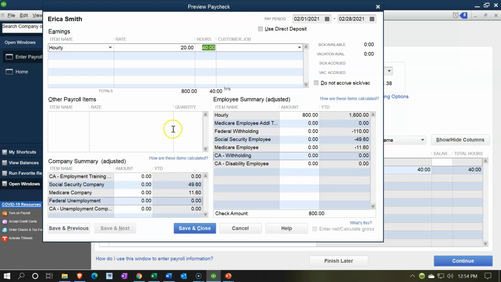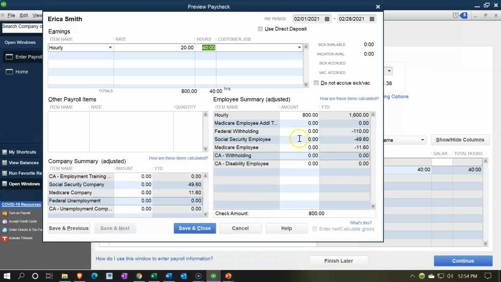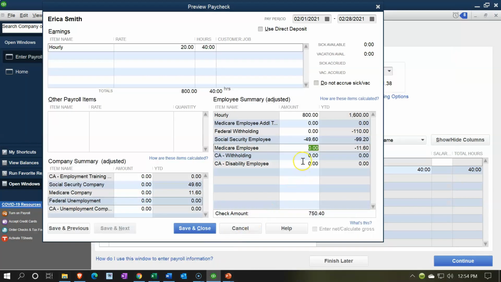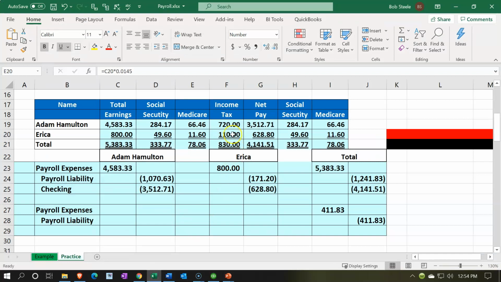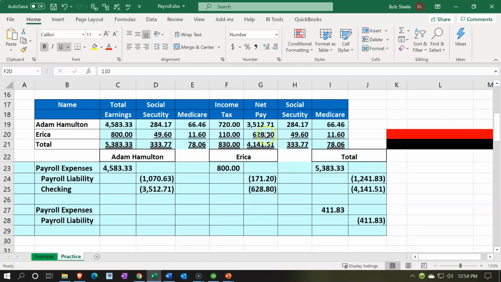Do the same thing for Erica. So Erica's got the 80 up here in the hours. Let's go through the withholdings now. We have the Social Security 49.60 for Erica. So we're going to say, all right, Social Security 49.60. And then we have the Medicare, 11.60 on the Medicare. Federal income tax 110. We're going to say, all right, federal 110. So that means that these are what are taken out. We're left with the 628.80. So we're at the 628.80.